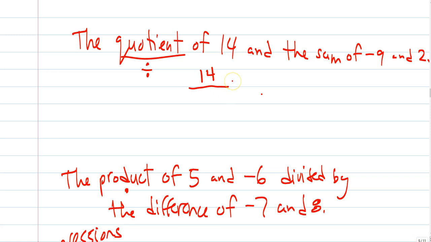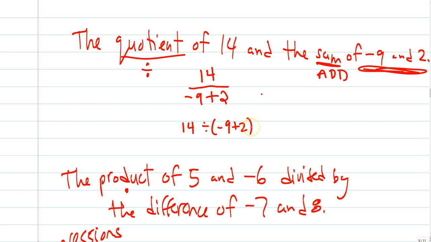and, or divided by, the sum. What does sum mean? We are taking these two and we are grouping them by addition. So we are dividing 14 and, or by, the sum of negative 9 and 2. This is the quotient of 14 and the sum of negative 9 and 2. You could write this as 14 divided by negative 9 plus 2. That would mean the same thing. Just be careful. I think the top one actually makes a little more sense, kind of with the grouping.